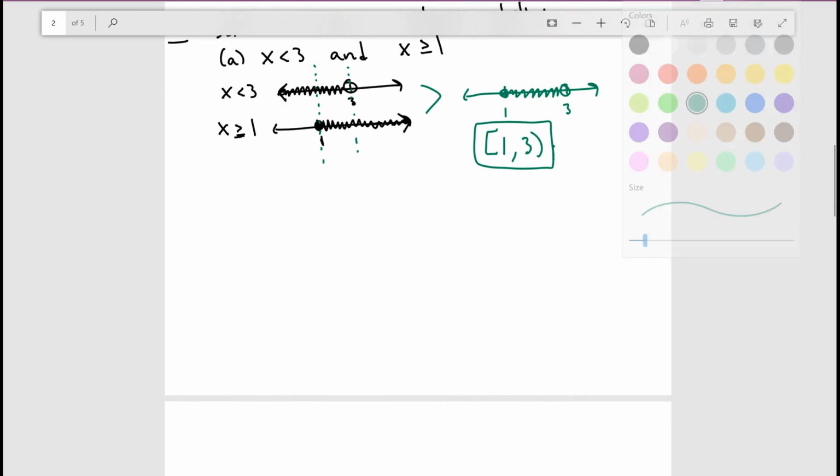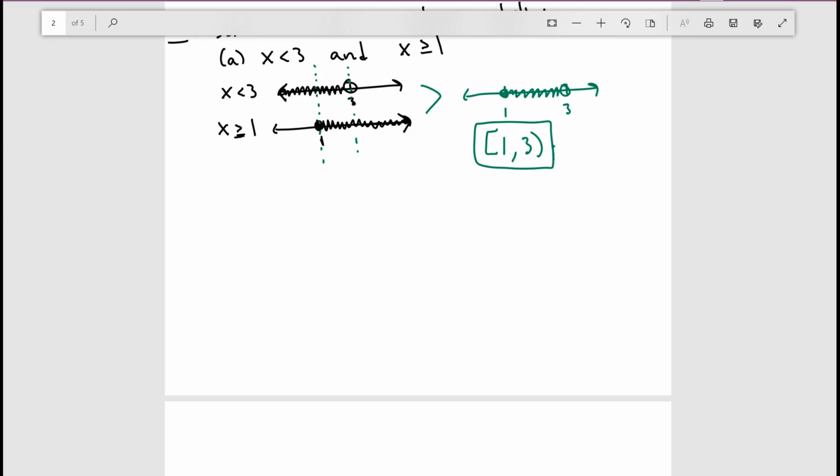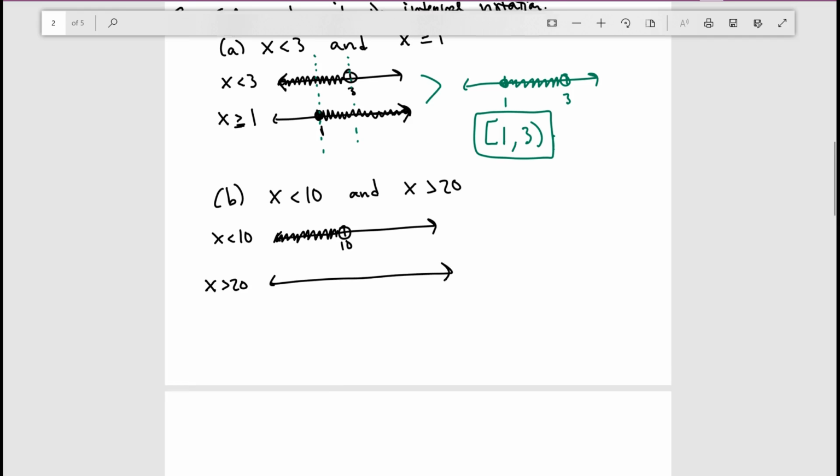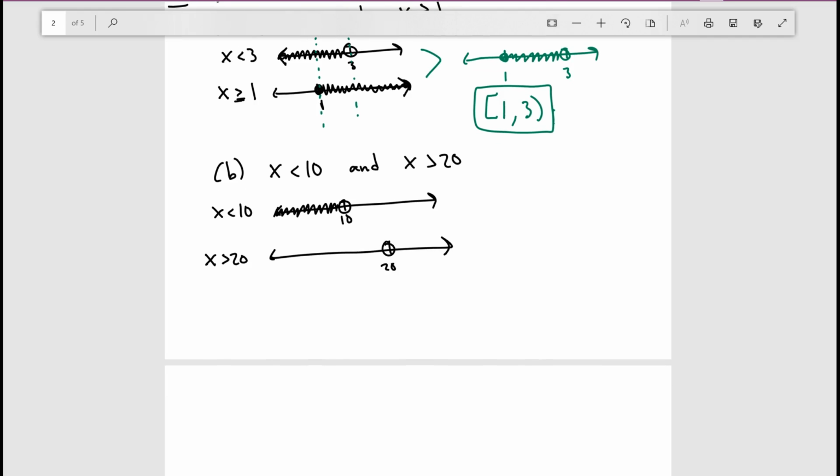Okay, so now let's look at another type of problem. Let's say we had x is less than 10 and x is greater than 20. So x is less than 10 is going to look something like this. Here is 10. 10 is not included, so it's everything that's less than, because we want x less than 10. X is greater than 20 is going to be, well, 20 is over here. It's not included, and it's everything on the other side because it's everything that's greater than.